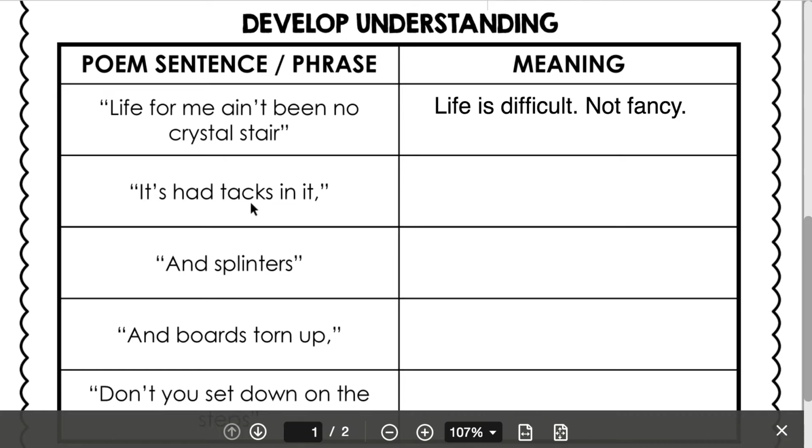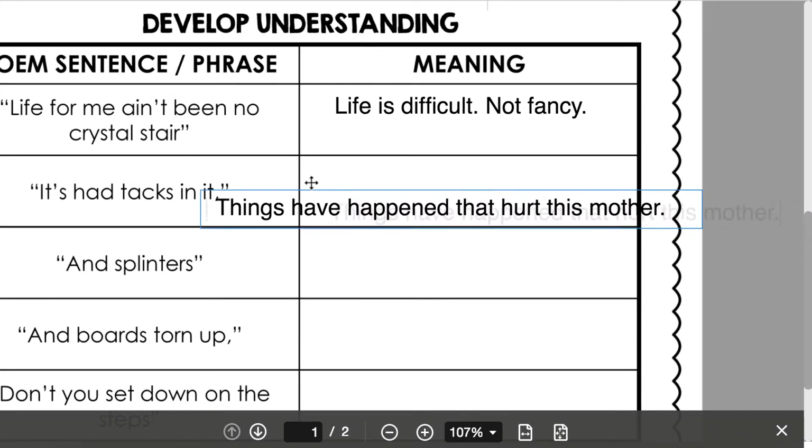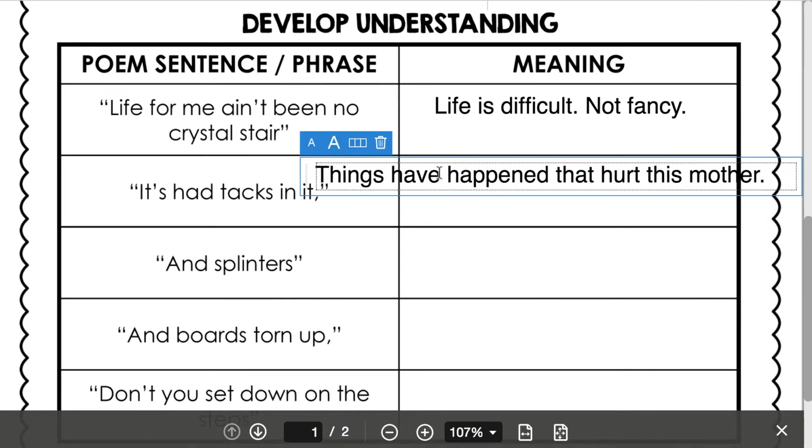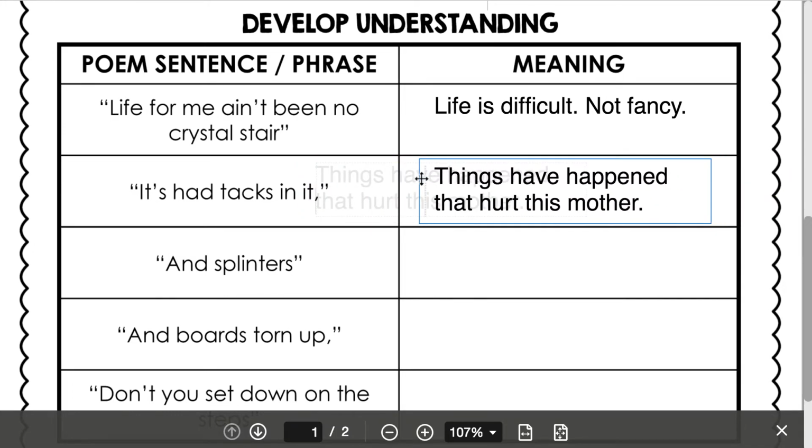It's had tacks in it. Well, when I think of a tack, I think of something sharp that's hurtful. So it's had tacks in it. So maybe things have happened that hurt this mother. Like I said, tacks are sharp, they hurt, and so I'm thinking this is the way the mother is telling her son that she's had some things that have been hurtful that have happened in her life.